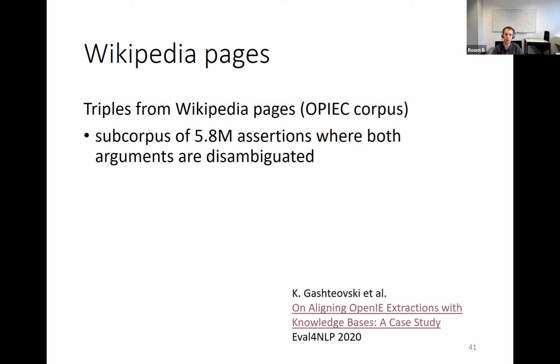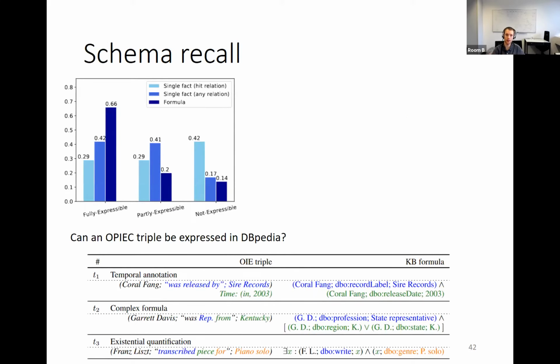Another approach is comparing Wikipedia with a knowledge base, DBpedia. This is work by Ghosh and others from last year. They used a large-scale corpus of extractions from Wikipedia text, the OPIEC corpus, in particular 6 million assertions where both arguments of the triples were disambiguated to entities. And then they checked how many of these are contained in DBpedia, or how many of these can be captured in DBpedia. The first question, how many can be captured in DBpedia, is what we refer to as schema recall.